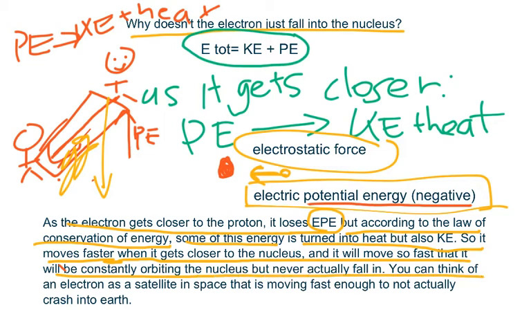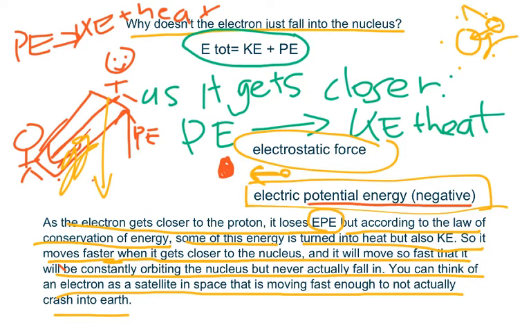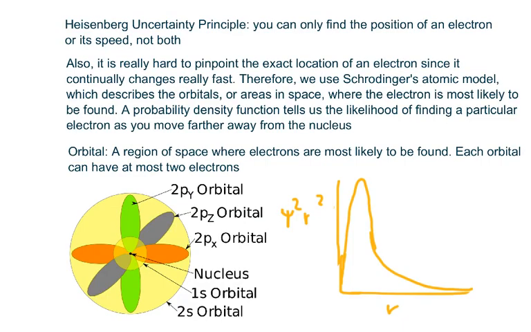You can think of an electron as a satellite in space that is moving fast enough to not actually crash into Earth. So here's the Earth, and here's the satellite, and the satellite is constantly being dragged toward the Earth, and it wants to crash into it. But it's moving so fast that while it's crashing into it, it's moving in this direction, and as a result, it will never fall into the Earth, and instead just orbit it. And that's how satellites and electrons work. So now let's go over some terminology.